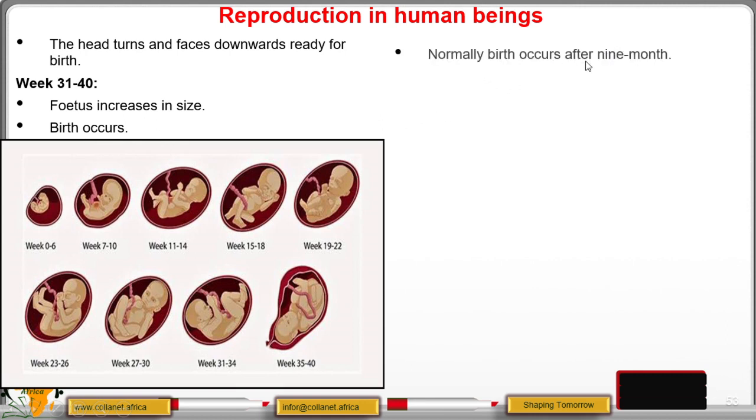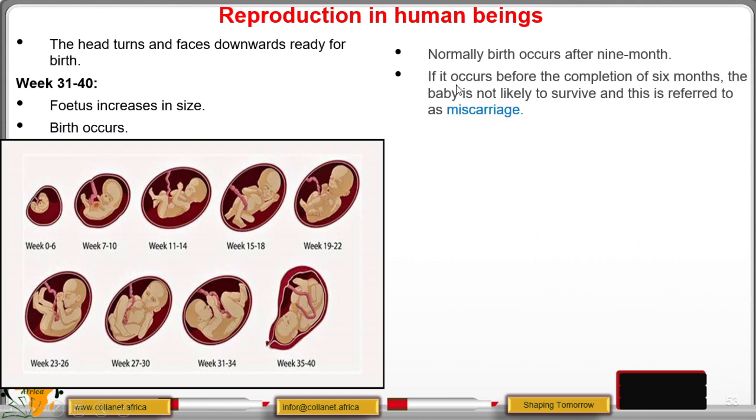Normally, birth occurs after the 9-month period. If it occurs before the completion of 6 months, the baby is not likely to survive, and this is referred to as miscarriage. So in most cases, the baby does not survive if birth occurs before completion of the 6-month period.